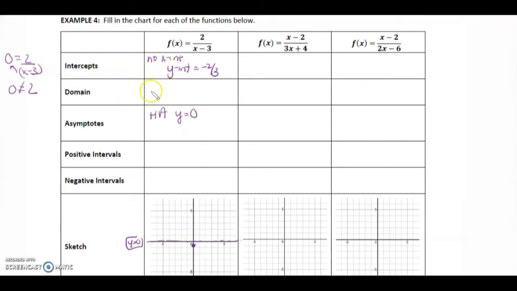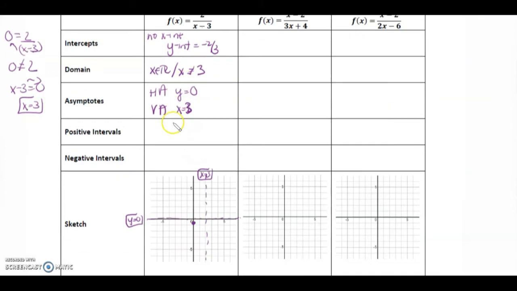Okay, so the domain is x is an element of the reals such that x does not equal, let's do the asymptotes first. Okay, the vertical asymptote is going to be when x minus 3 equals 0 because that's the denominator, so x equals 3. So going back to the domain, x cannot equal 3. Okay, vertical asymptote at 3. And we'll go ahead and draw that.